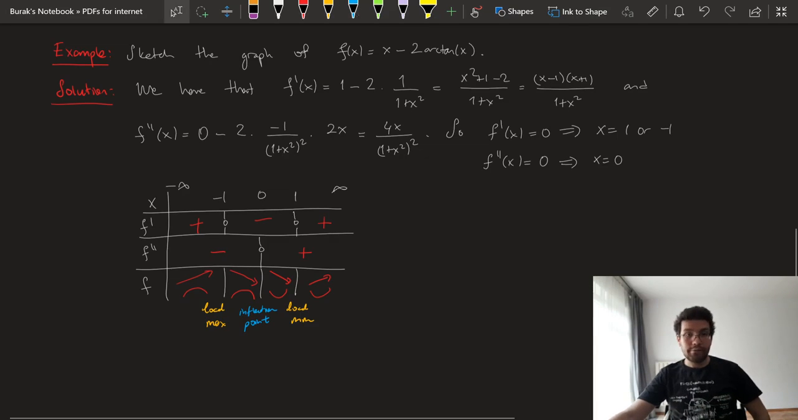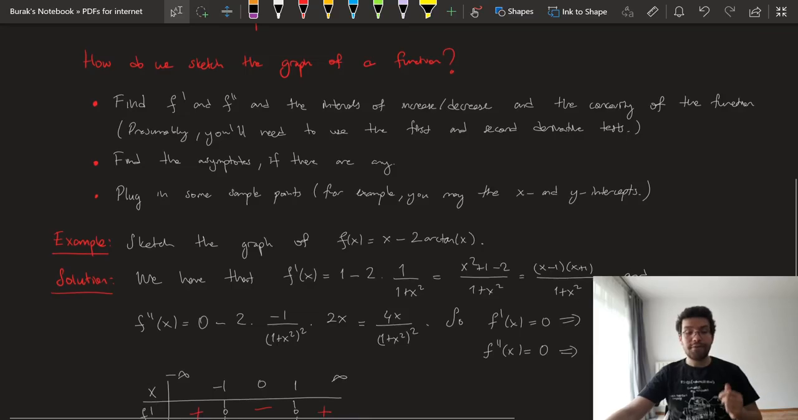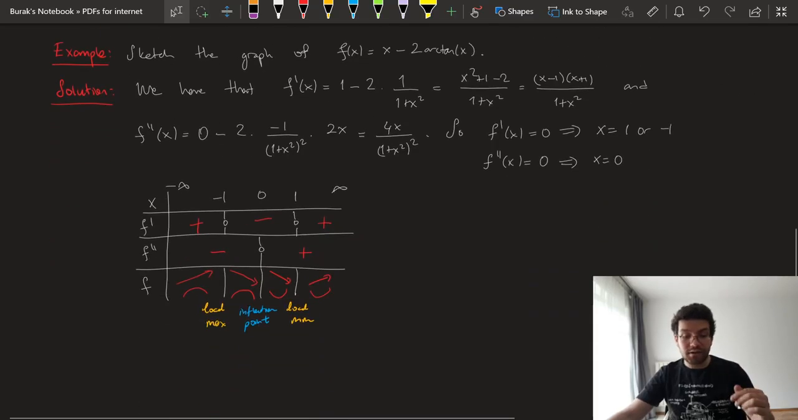So I have completed the first step. I found the intervals of increase and decrease. I found the concavity. Now what do I do? I check whether there are any asymptotes.